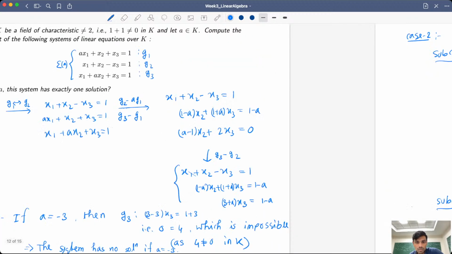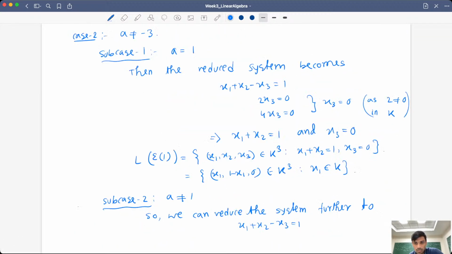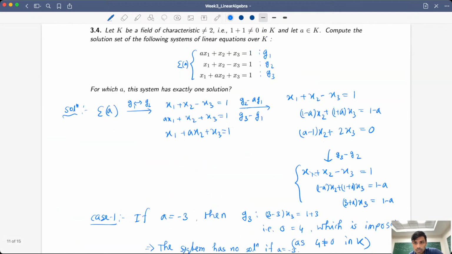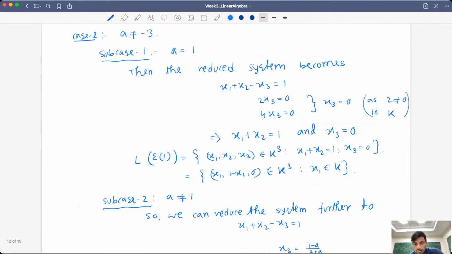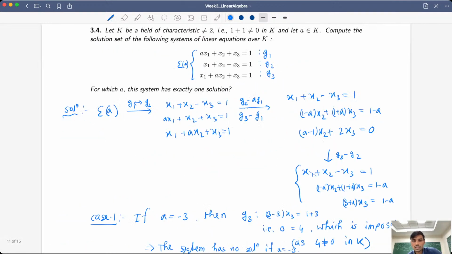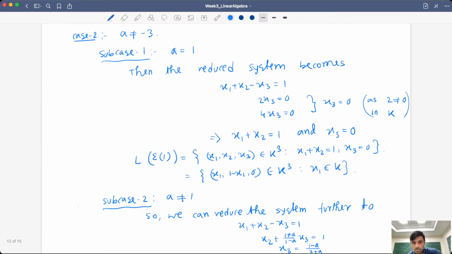1 minus a, or in particular I can first take x3 equal to 1 minus a by 3 plus a, and this I can take as x2 plus 1 plus a by 1 minus a x3 equal to 1, right? Because I am dividing by 1 minus a, which is non-zero.